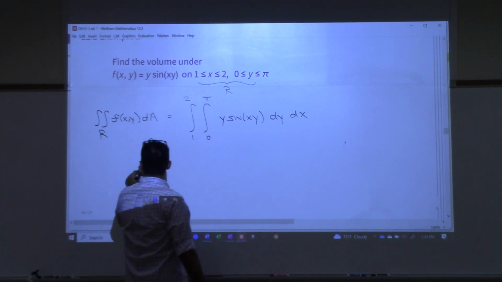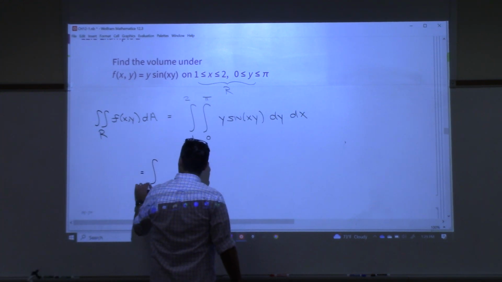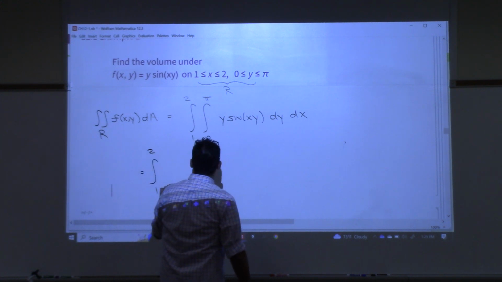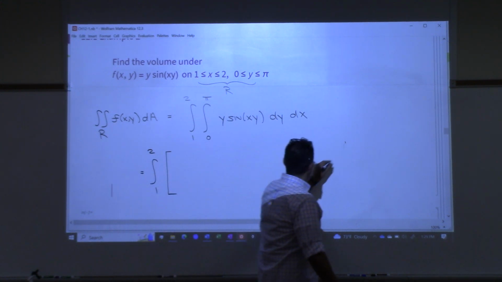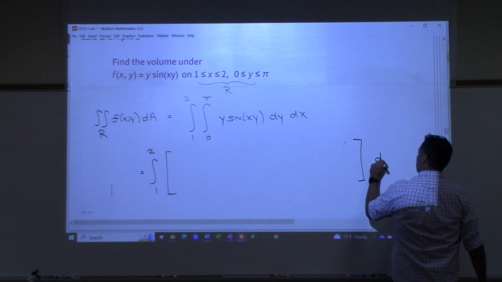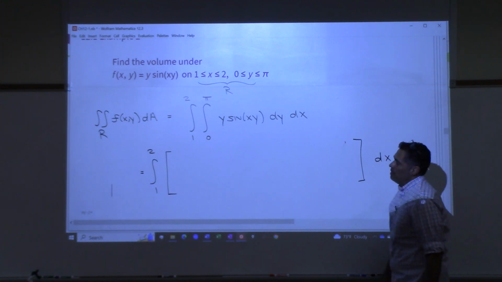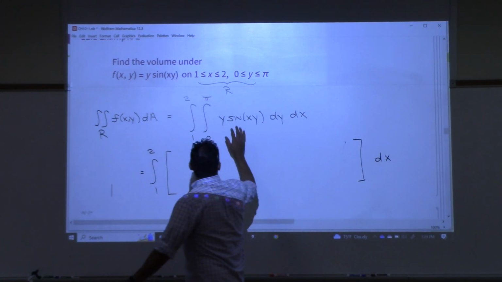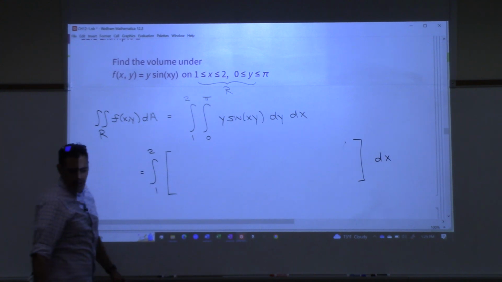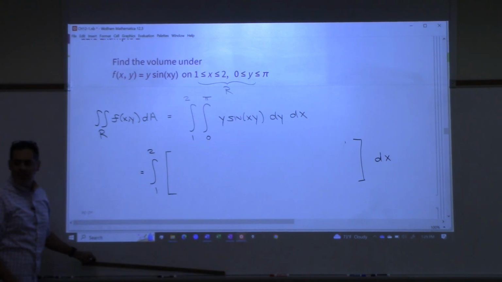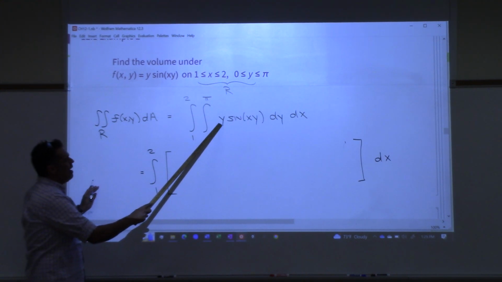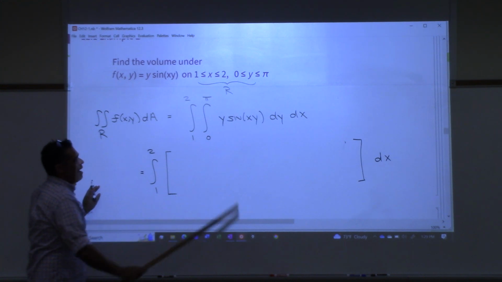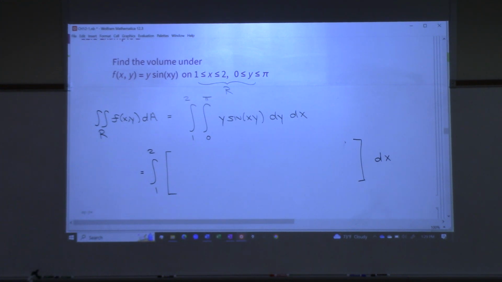Now this is equal to the integral from 1 to 2. Okay, this is my outer integral. Let me just put this here. I may not need this much room, but I'm just going to do it just in case. All right, I've got to find the antiderivative of this, right? That's my next task, is to find the antiderivative of y sine of xy, treating y like the variable and x like a constant.